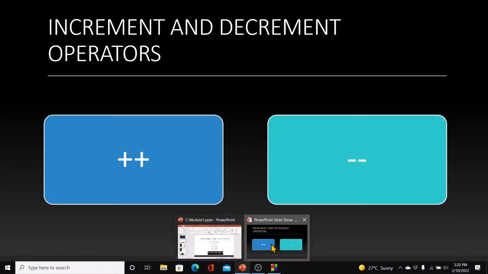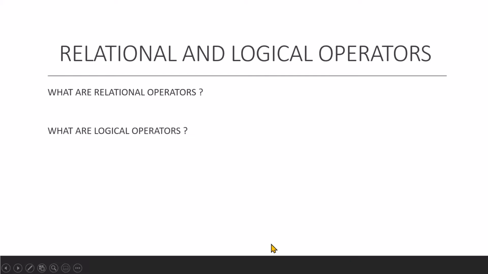Moving on. What are relational operators? We have greater than, equal to, less than, equal to. This equal to sign is for comparison. So for example, if I say A equal to B, I would use the assignment operator. But if I had to say if A equal to B, then I would use this particular operator. This is for not equal to, again for comparison, if A not equal to B.